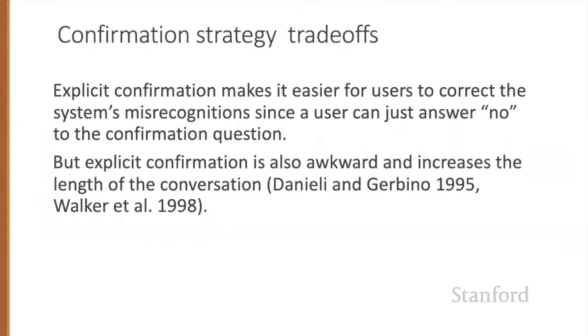Explicit and implicit confirmation have complementary strengths. Explicit confirmation makes it easier to correct the system's misrecognitions, since the user can just answer no. But explicit confirmation is awkward, increases the length of the conversation. Those explicit confirmation dialogue fragments that we just saw sound non-natural and non-human. So implicit confirmation is much more conversationally natural.